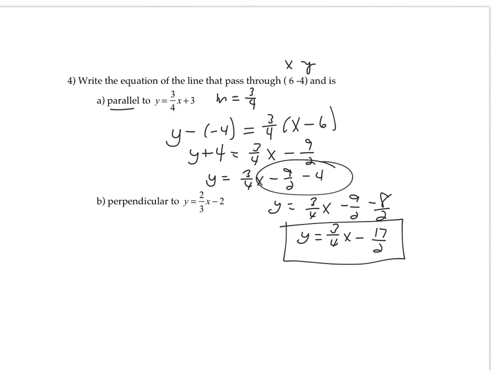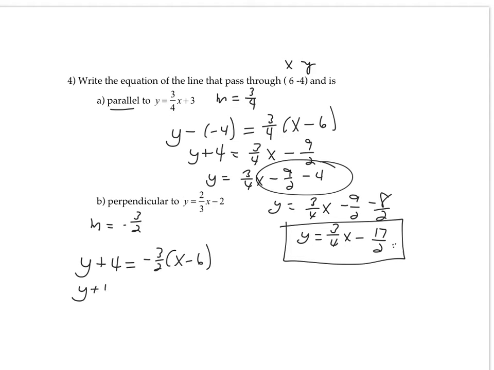Okay, leave it as an improper fraction, okay? In the second case, part B, we want to write the equation of the line perpendicular to 2/3 x - 2, so our slope needs to be -3/2. And again, use point-slope form. So we know it's going to be y minus a negative 4, so it'll change into y + 4, and that's going to be equal to -3/2 times (x - 6).